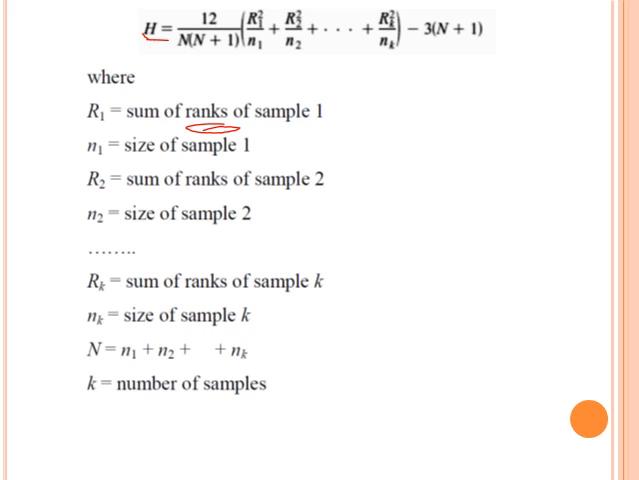R2 is the sum of the ranks of sample 2, and Rk is the sum of the ranks of sample k. Also, n1, n2 up to nk are the sample sizes, and capital N is the total sample size. Here, capital N equals n1 plus n2 up to nk, and k, of course, is the number of samples, as mentioned before.